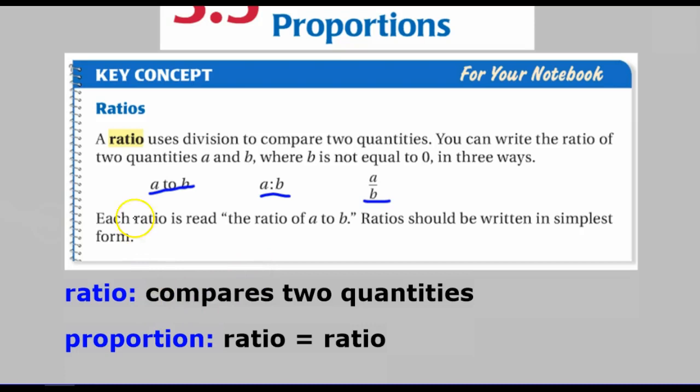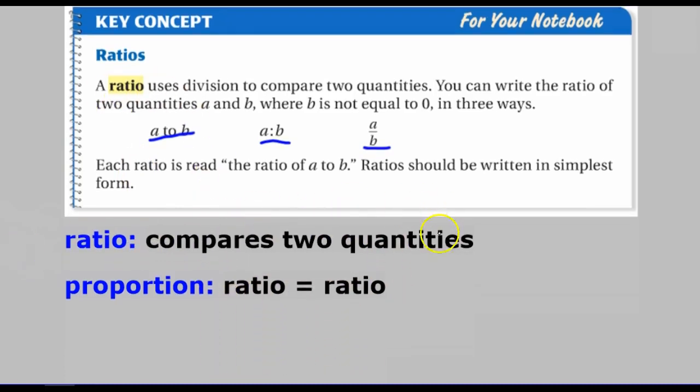A ratio, like we said, compares two quantities. A proportion is a ratio equal to a ratio. So if we had A to B equals C to D, A to B equals C to D would be a proportion.